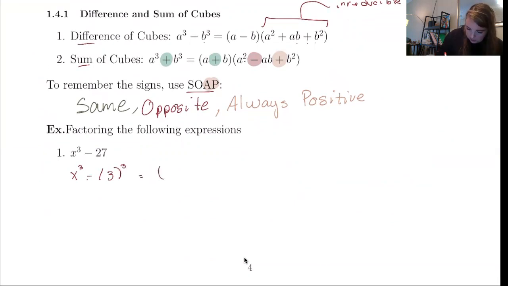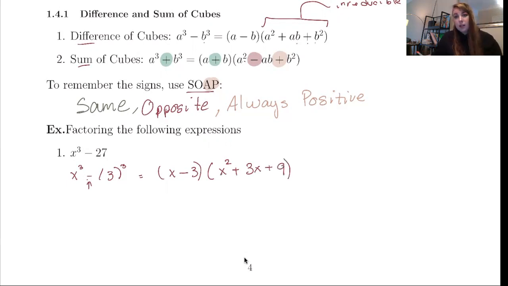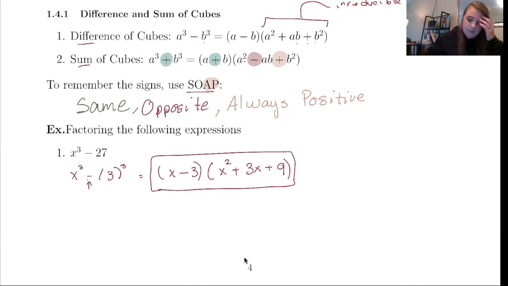All right. This is a minus sign, so this is x minus 3 because they're the same. Then x squared, opposite sign, so plus 3 times x plus 3 squared, or we can just quickly write 9. And ta-da, just like that, we factored. Really nice tools. I really like difference and sum of cubes. It's really important.